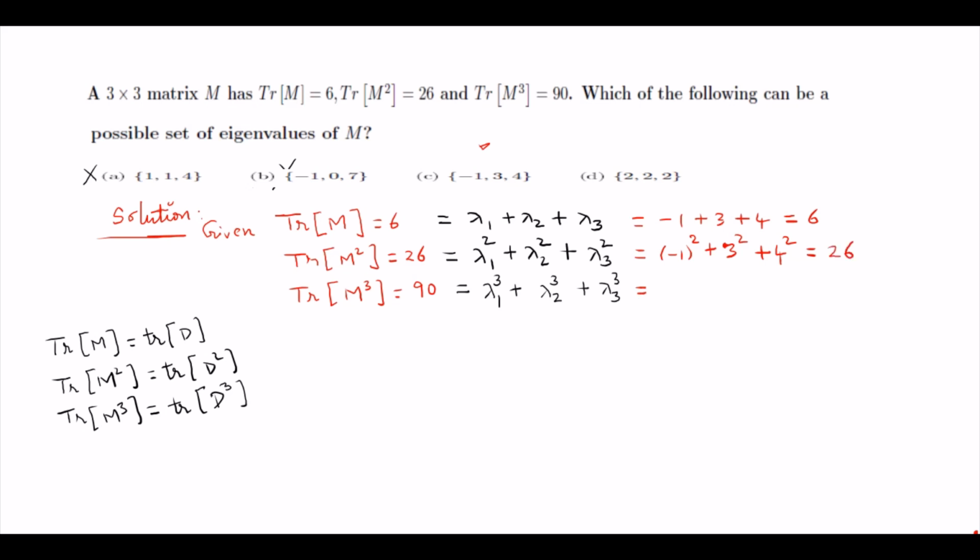Now -1 the whole cube plus 3 cube plus 4 cube, that is equal to -1 plus 27 plus 64. If you simplify, it is 90. So answer C satisfies these things. Answer D will not satisfy this. So the answer for this problem is C.